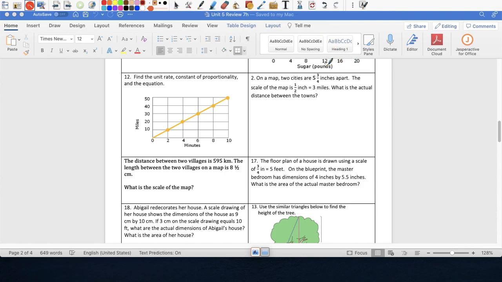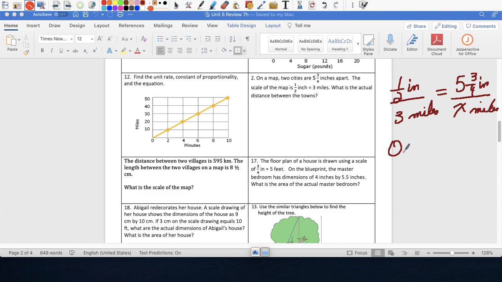On a map, two cities are 5 and 3/4 inches apart, or 5.75. The scale says half an inch equals 3 miles. All right, so we want to find the actual distance. On the map, the distance between the two cities is 5 3/4 inches. And again, if you write the units, it's so much easier to figure out who's where. So this is my x. Now, personally, I would change the half to 0.5, and when I cross multiply I just write 0.5x. And instead of putting 5 3/4 in the calculator, just write 3 times 5.75. And that's going to get us 17.25.